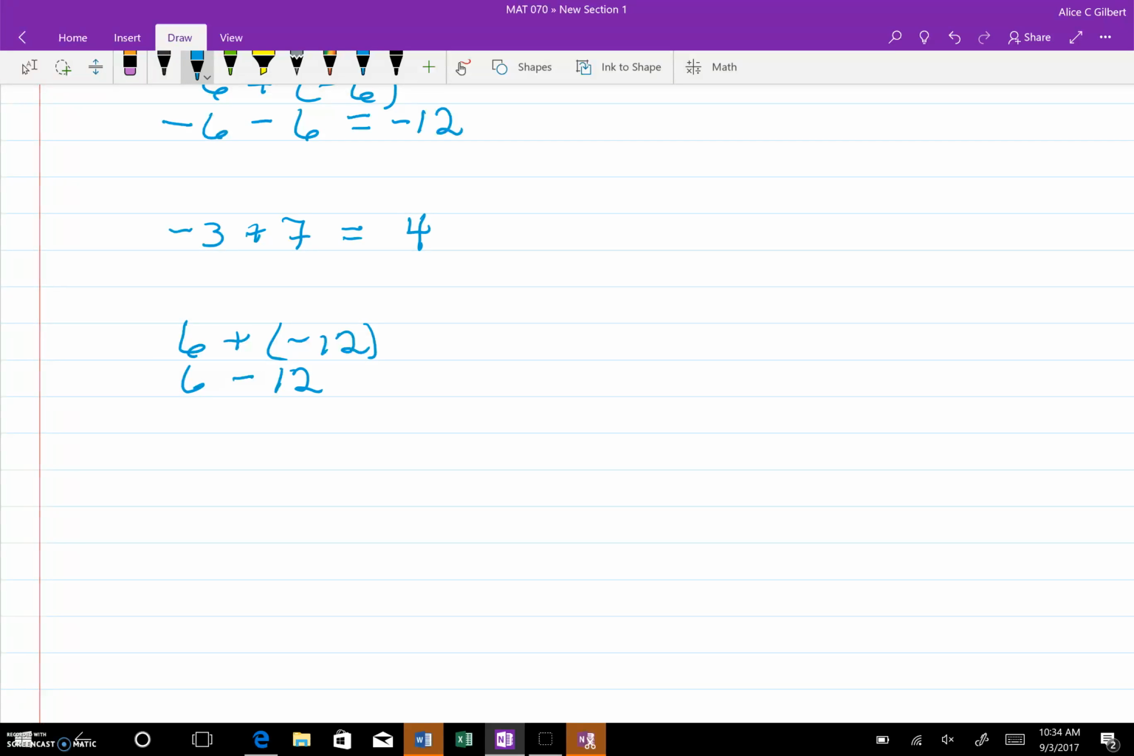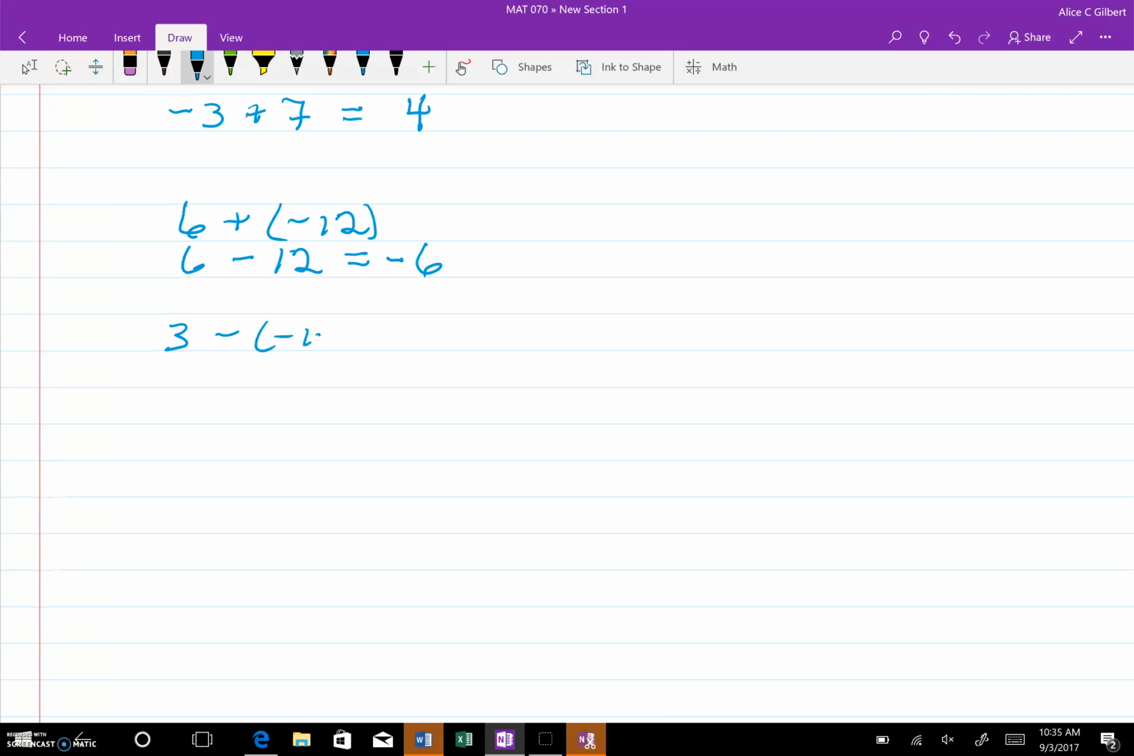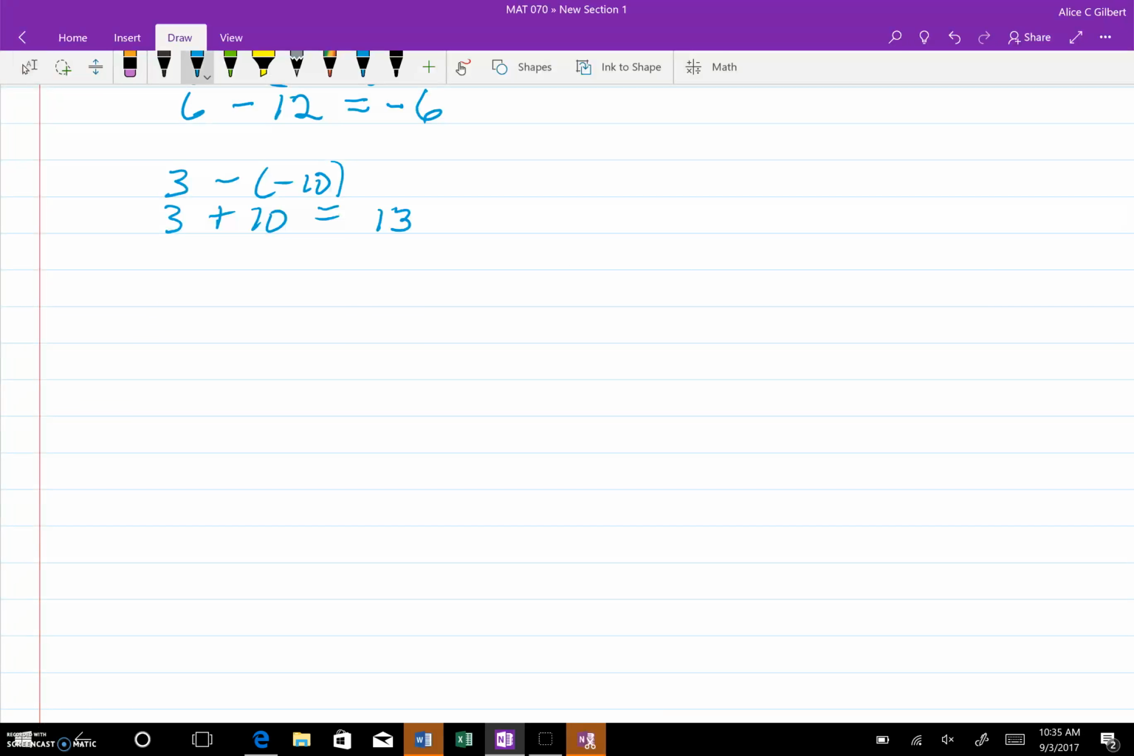Now I'm ready to use my rules. This is an addition problem whose signs are different. It's a +6 and a -12, so my signs are different. So I subtract the small number from the big number and keep the sign of the big number. Okay? How about this one? First, I need to get rid of the parentheses. Negative times a negative is a positive. This is an addition problem whose signs are the same, so I add the numbers and keep the sign.